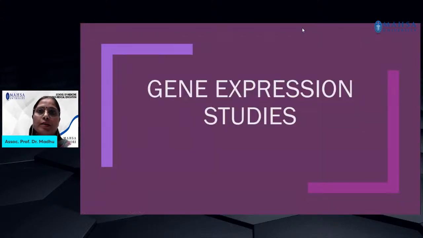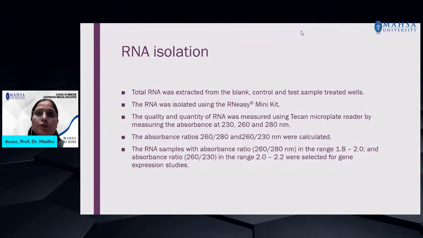Then we moved on to the gene expression studies that we've conducted. First, the RNA was isolated from the cells using the RNeasy Mini Kit, following the manufacturer's instructions. The quality and quantity were determined by measuring the absorbance of RNA solutions at 230 nanometers, 260 nanometers, and 280 nanometers, and the absorbance ratios 260 over 280 and 260 over 230 were calculated.